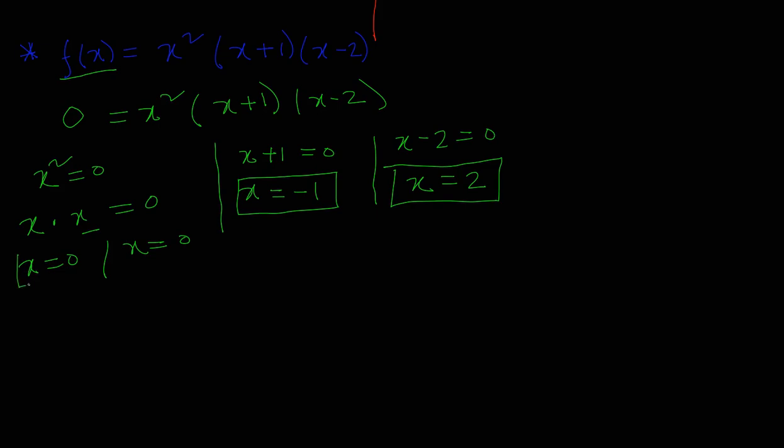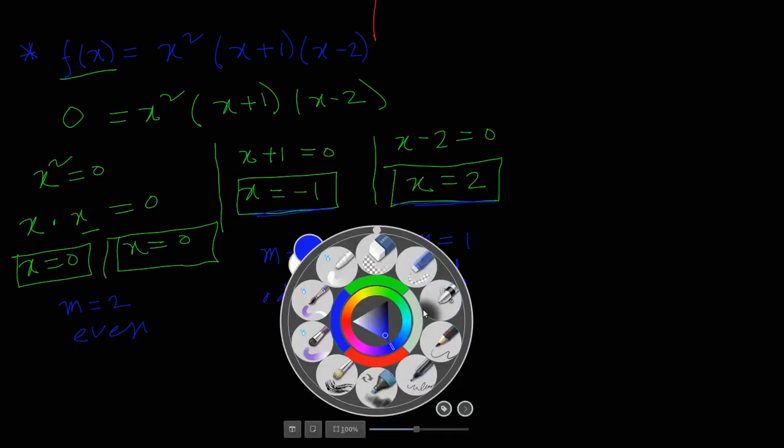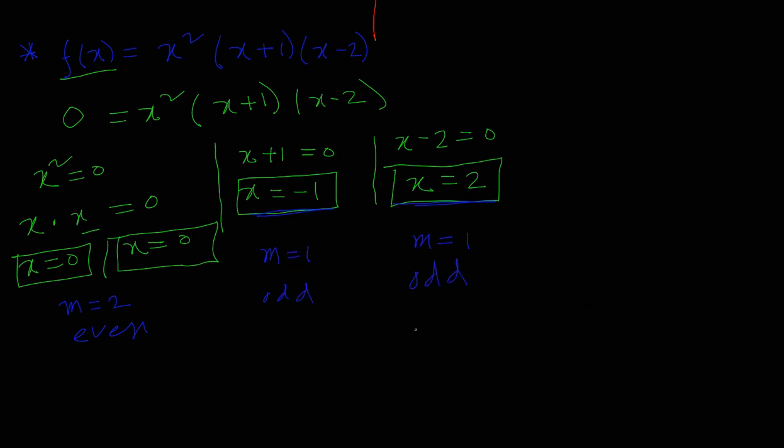So I got x equal to 0 how many times? 2 times. So the multiplicity of x equal to 0 is 2, so it is even, and the multiplicity of the zero x equal to negative 1 is 1, so m equals 1, so this is odd, and the multiplicity of the zero x equal to 2 is 1 because it comes only one time, so this is also odd.